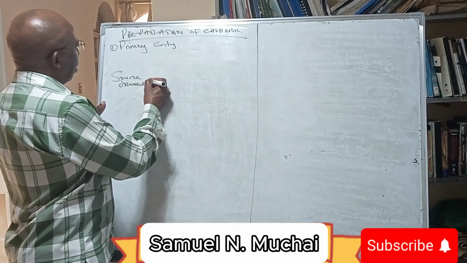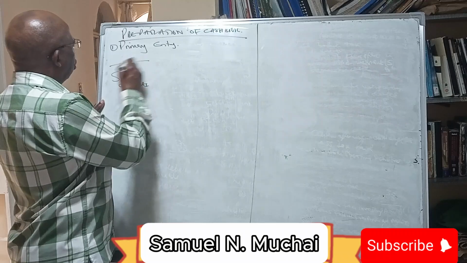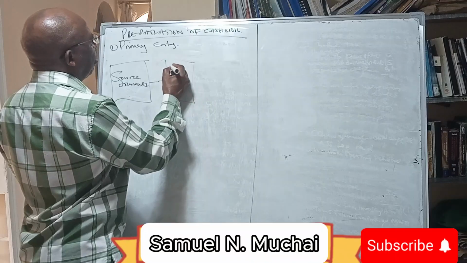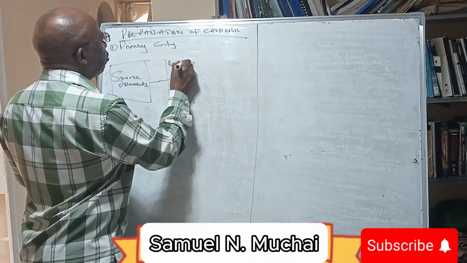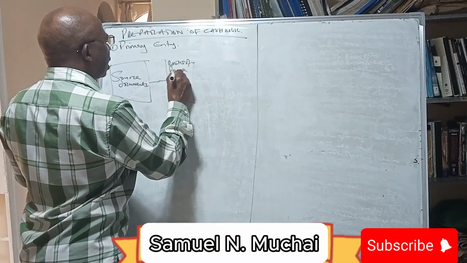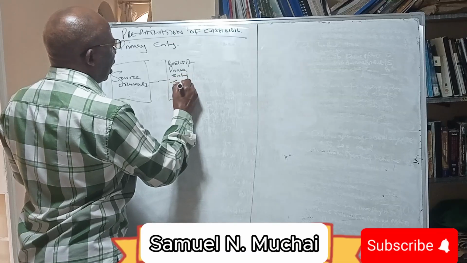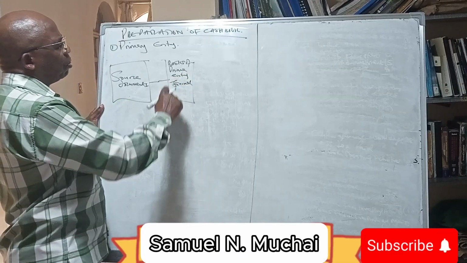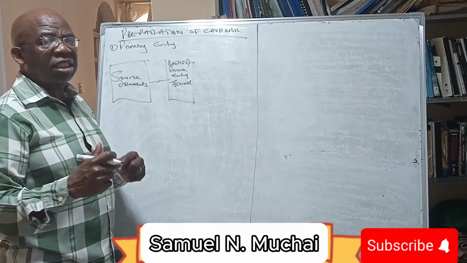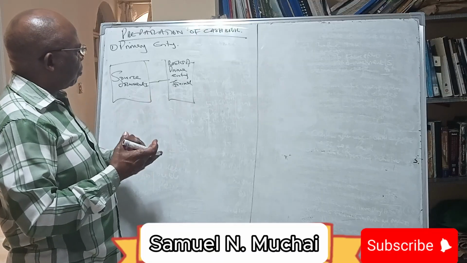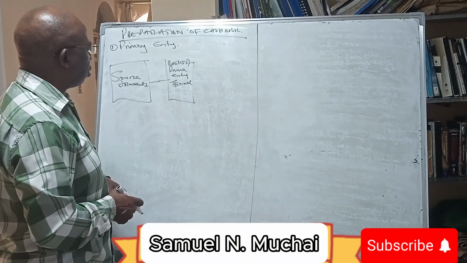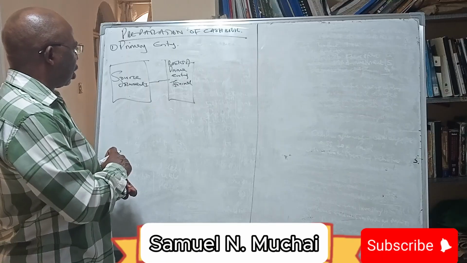Now, once you generate the source documents, you list the source documents in the books of prime entry. And we call them journals. So cash book is the most important of the books of prime entry. It is a journal. But a cash book acts like a book of prime entry and also part of the general ledger. It serves the two purposes.